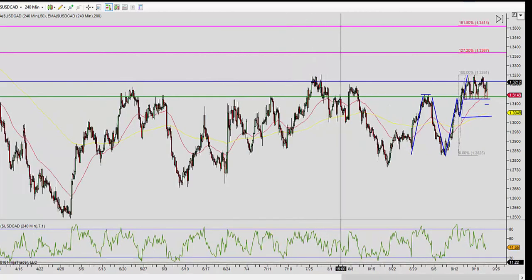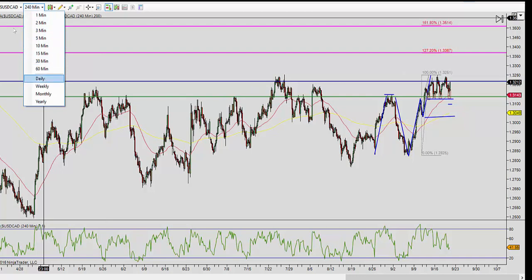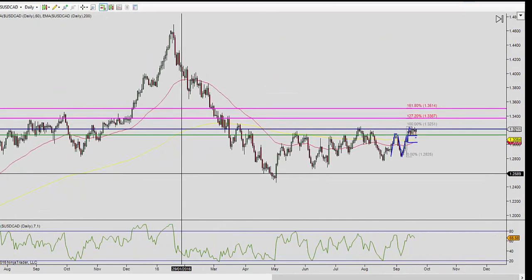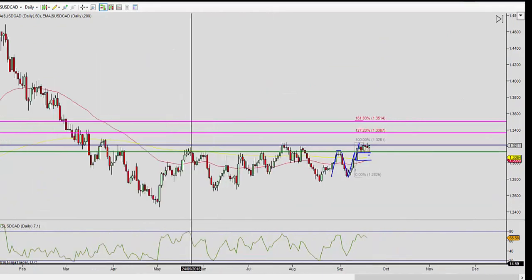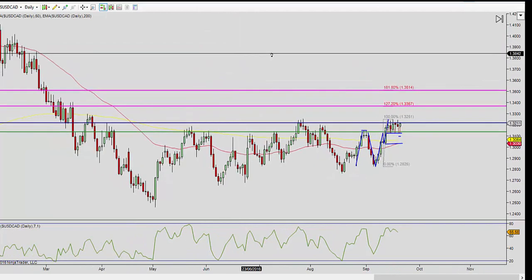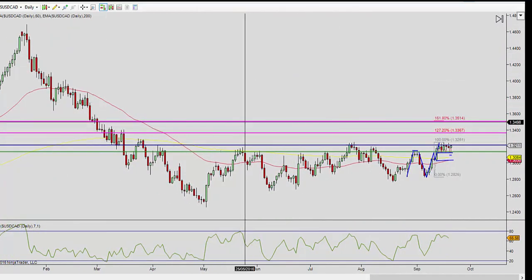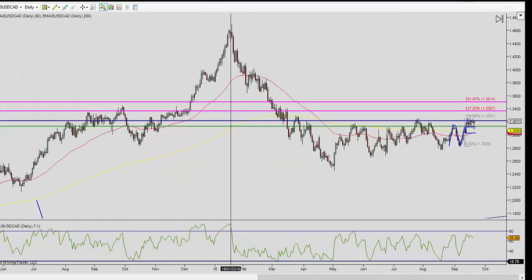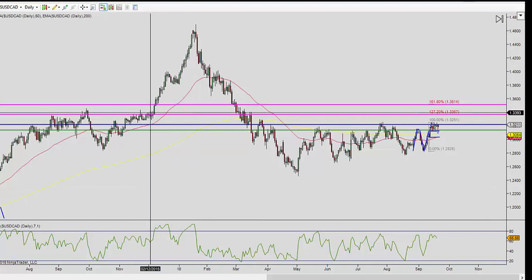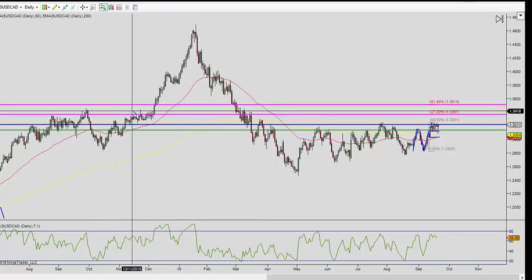Have we got any structure back there whatsoever? In fact, what I'm going to do, I'm going to bump up to the daily chart for this. Let's go here. Have we got any reason to think that this might be a decent level? Well, the 127, not a bad area to look at.